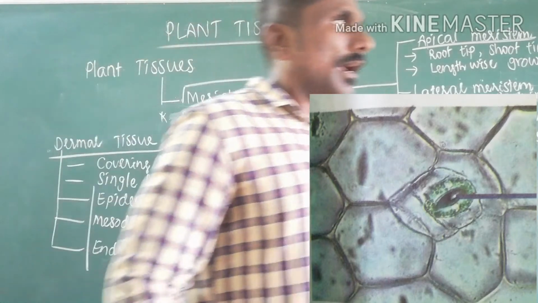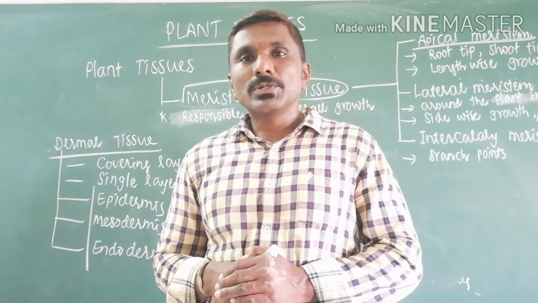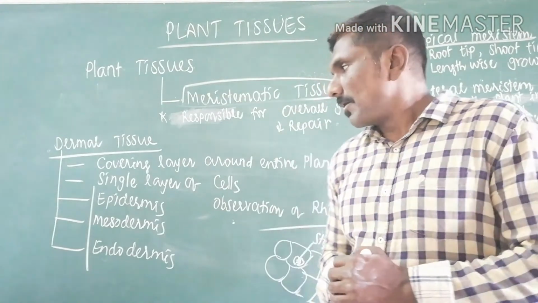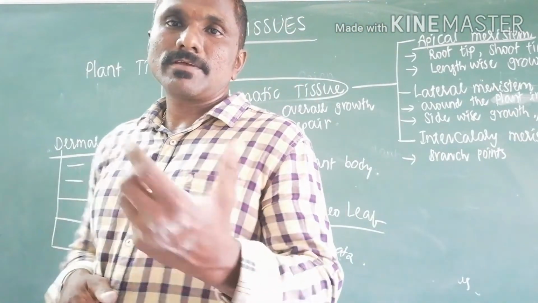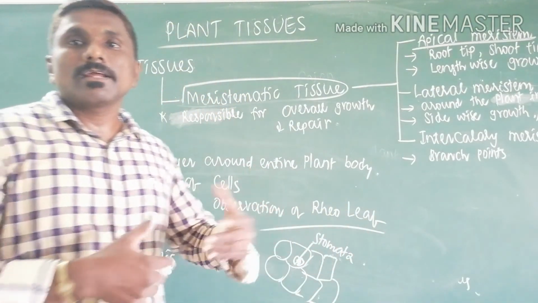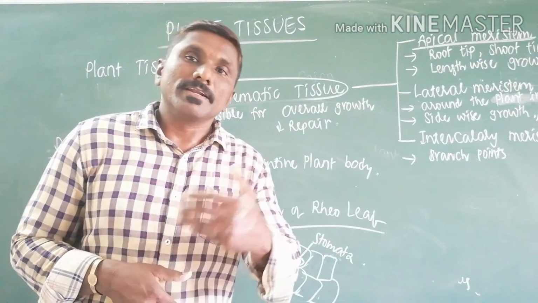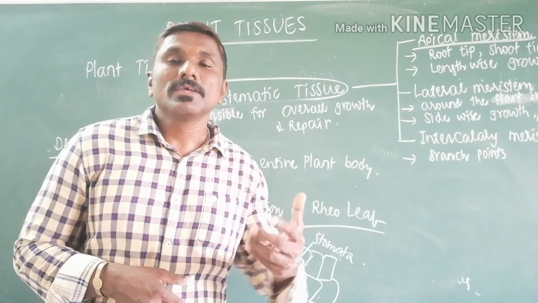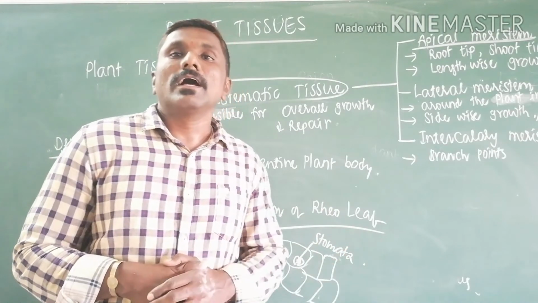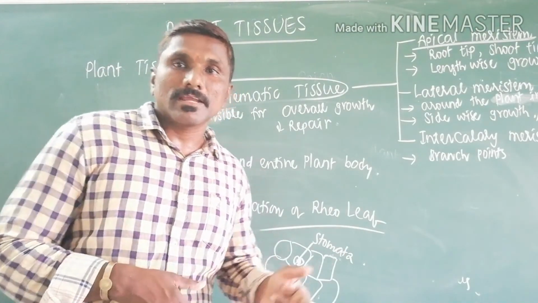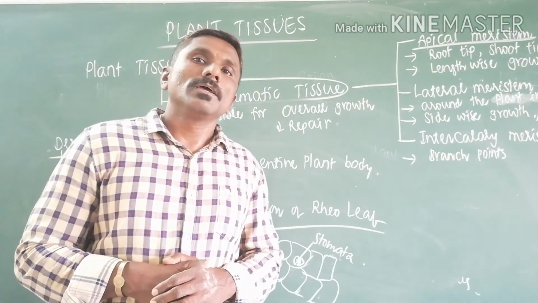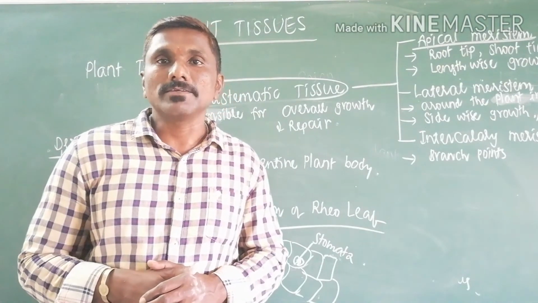The cells of the dermal tissue are somewhat thick walled compared with the cells of the meristematic tissue. And dermal tissue plays several important functions in the plant. It is a covering layer around the plant body, and it is responsible for the exchange of gases in the leaf, whereas absorption of water and minerals in the roots, and protection of the plant from parasitic invasion, and wound healing or mechanical injuries to the plant. So all these functions are performed by the dermal tissue.